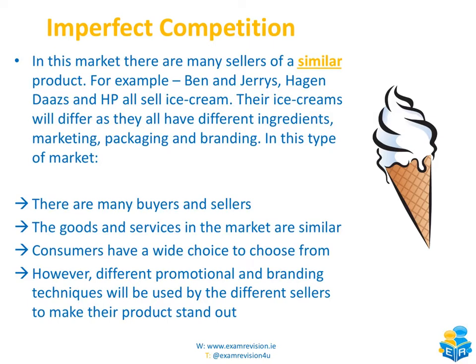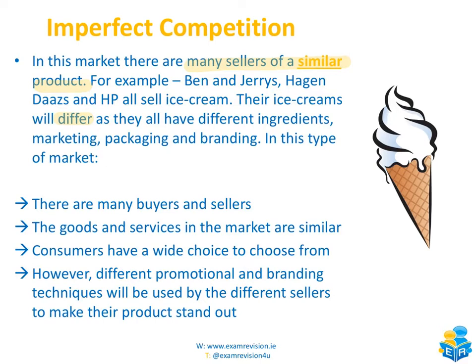And in this market, again, there are many sellers of a similar product. So, for example, if we look at ice cream, you have brands such as Ben & Jerry's, Häagen-Dazs and HB, and they all sell ice cream. So by and large, they all sell the same thing. Their product is ice cream. However, their ice creams will differ as they all have different ingredients, different marketing systems, different packaging and different branding.